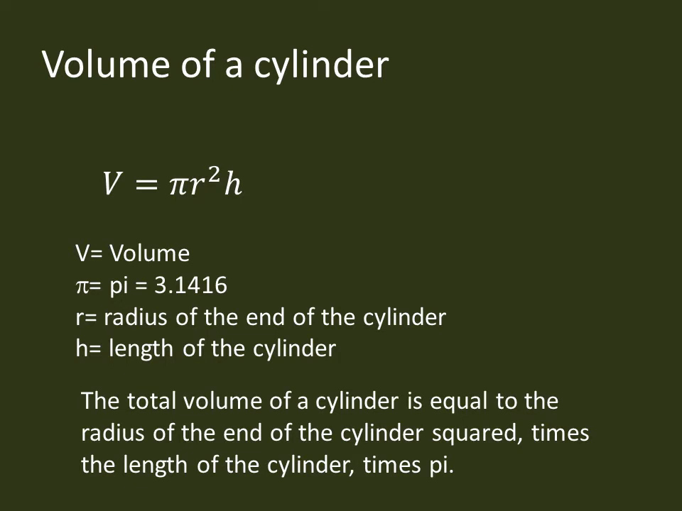So for the first part of the problem, we're going to be finding the volume of the central right cylinder. The formula for finding the volume of a cylinder is here. V equals pi times r squared times h, where V equals volume, pi equals 3.1416, r equals the radius of the end face of the cylinder, and h equals the length of the cylinder. So the formula reads, the total volume of a cylinder is equal to the radius of the ends of the cylinder squared times the length of the cylinder times pi.